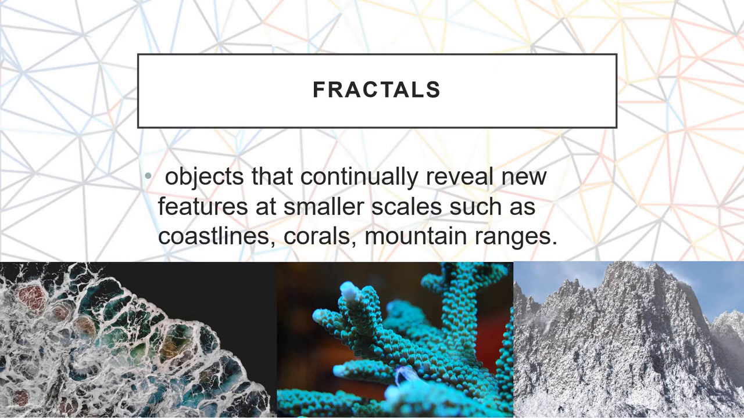Fractals are objects that continually reveal new features at smaller scales, such as coastlines. So if you look at it, you can see some patterns, corals, and mountain ranges. If you look at the smaller part, it would look like the bigger part. So it's like zooming in and zooming out, you can actually see the bigger picture of what you can see when it is in smaller form.